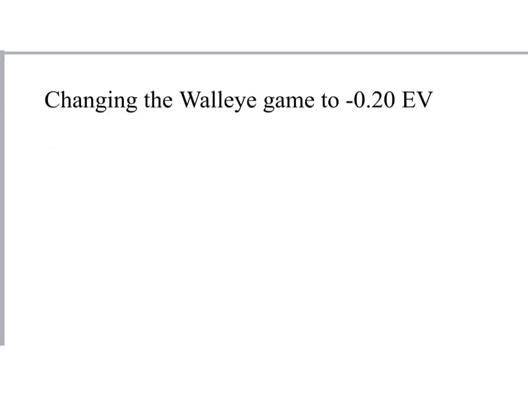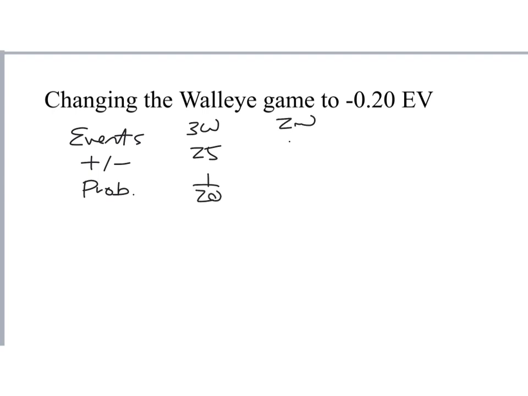All right, so now we're going to alter this game. We just had our events, our gain-loss, our probability of each one. The 3 walleyes, $25, a 1 in 20 chance of happening. The 2 walleyes was $10, a 9 in 20 chance of happening. And then we had our others, which lose $1, a 10 out of 20 chance of happening. The expected value was $5.25. They were winning way, way too much.